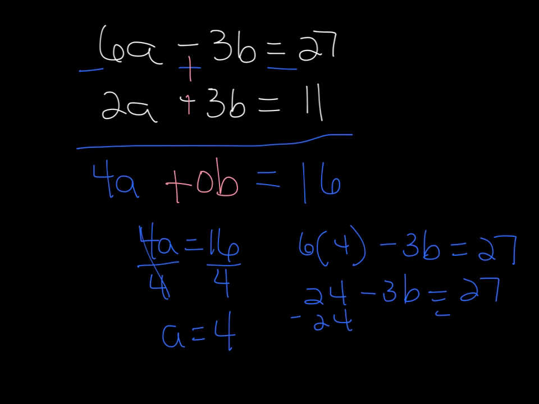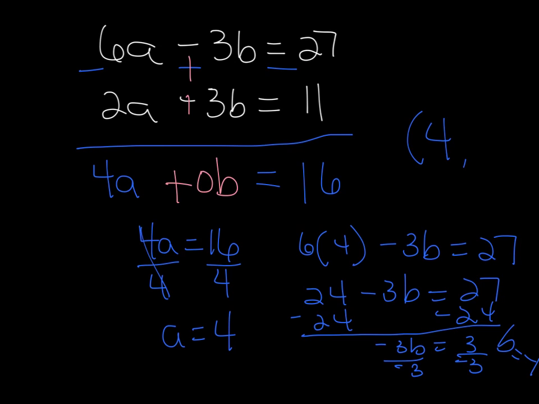Subtract 24 from both sides. And we get negative 3b equals 3. Divide both sides by negative 3. And b is negative 1. So my answer, I think, is 4, negative 1. That's really important that you check these because you could make some simple calculation error somewhere. So when I check this, I'm going to take 4, negative 1 and plug it back in the original two equations. Has to work in both.